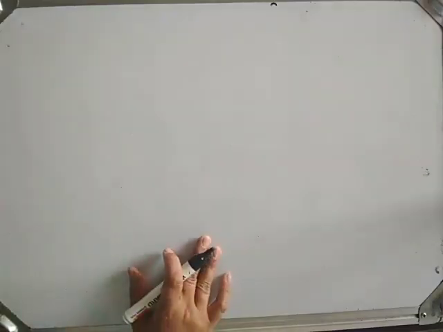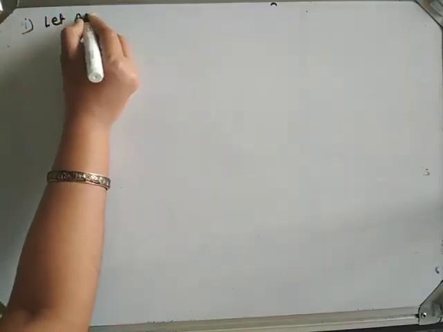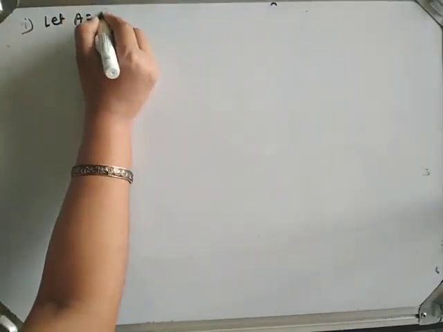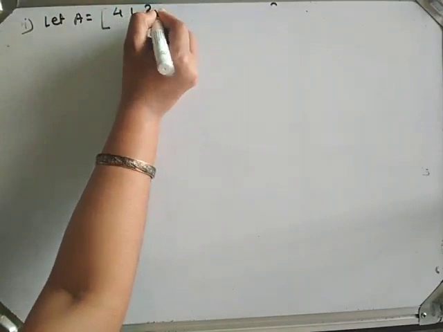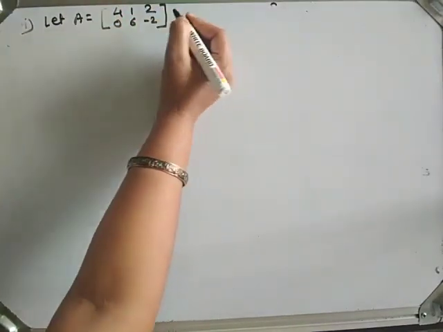Let us take one example on the product of matrices, or multiplication of matrices. Let A be the matrix 4 1 2 0 6 minus 2.